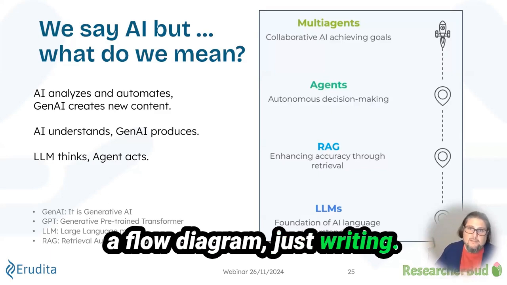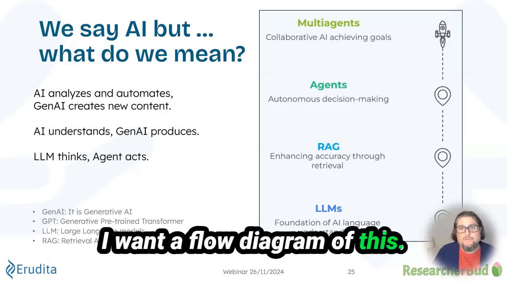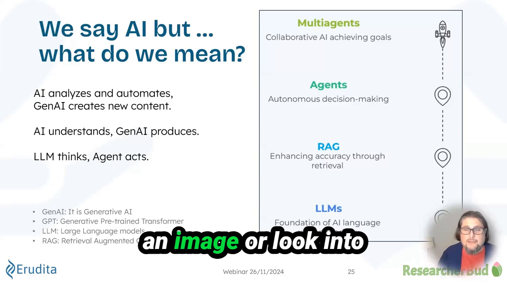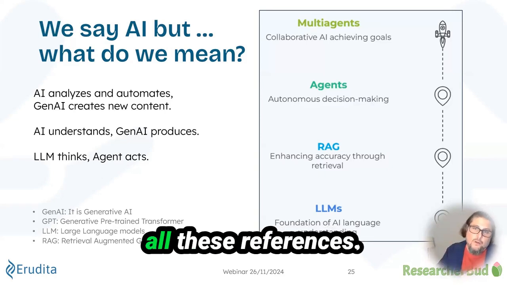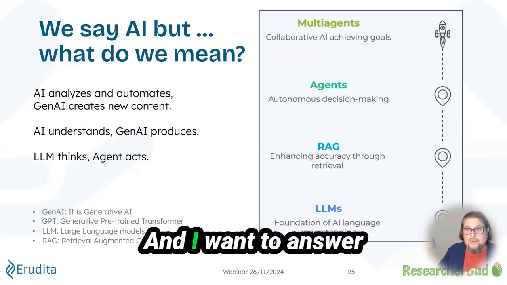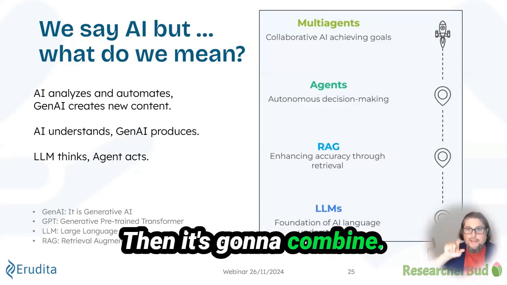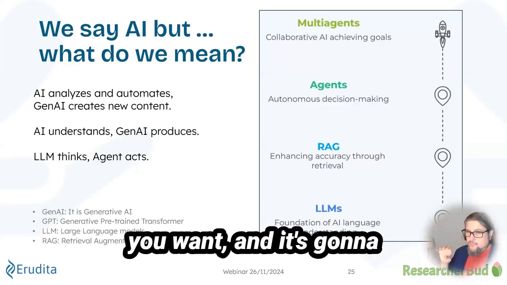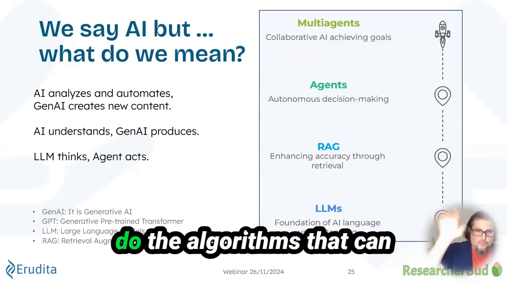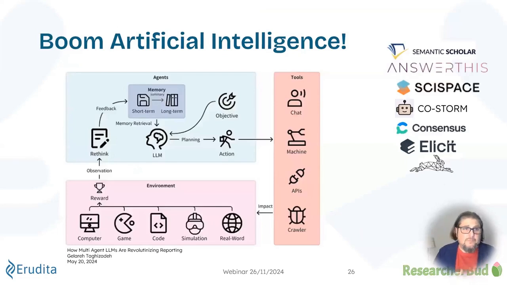Just writing, "I want a flow diagram of this," and then we can create an image. Or "look into all these references, and I want to answer this question." And then it's going to understand what you want, and it's going to combine the algorithms that can provide the better answer.